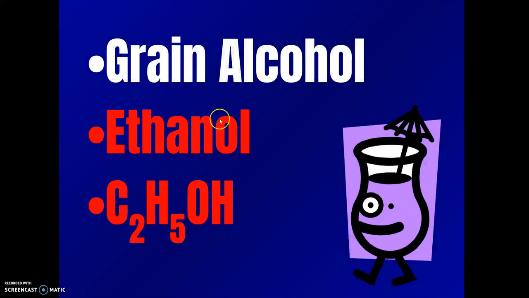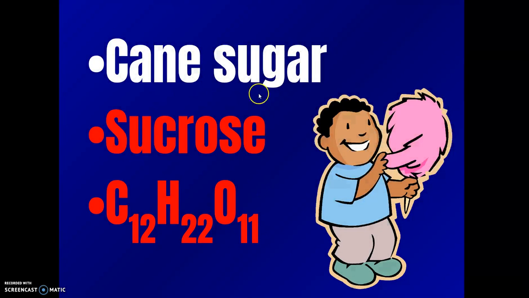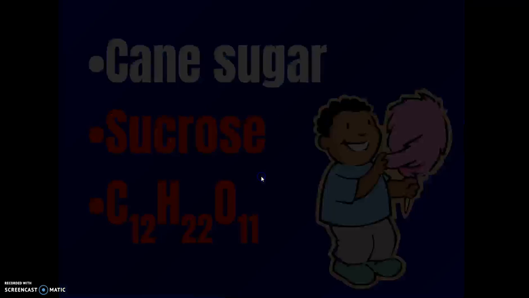Another compound is grain alcohol, ethanol, C2H5OH. If we change this formula at all, it's no longer the same thing. That's what a substance is. Cane sugar, sucrose, C12H22O11. We almost have that 1 to 2 to 1 ratio, so we know from our biology days that this is a carbohydrate, and it's a couple sugars put together. So if we change this formula at all, it's no longer sucrose. That's what a substance is.